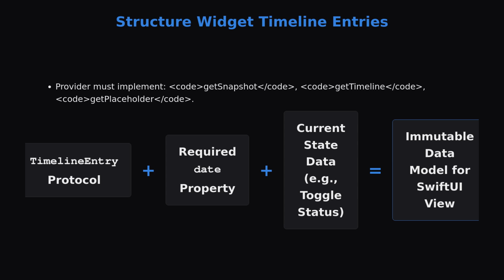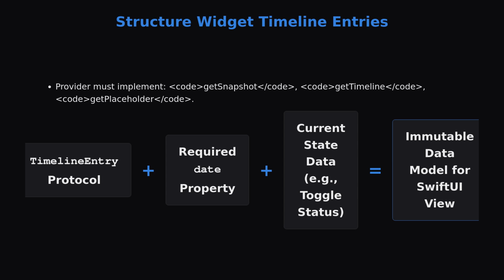This provider requires the implementation of three specific methods: getSnapshot, getTimeline, and getPlaceholder. The custom data structure you use to populate the timeline must conform to the TimelineEntry protocol. This conformance mandates the inclusion of a required date property. For interactive widgets, the timeline entry must also encapsulate the complete current state data needed by the SwiftUI user interface, such as a counter value or the current status of a toggle switch. The timeline entry serves as the immutable data model. This model is passed directly to the SwiftUI view responsible for rendering the widget at the scheduled time.